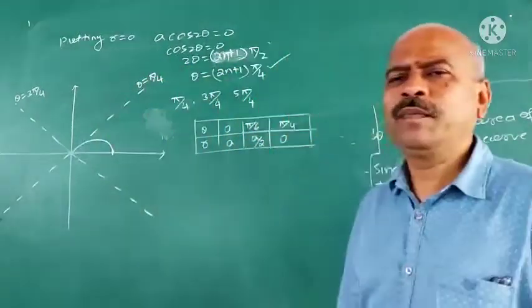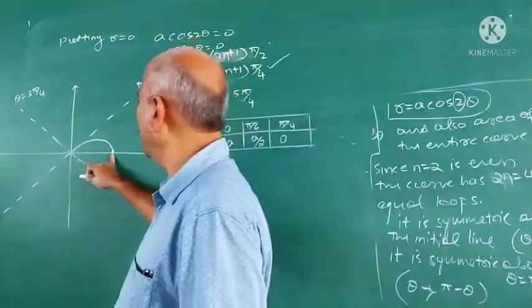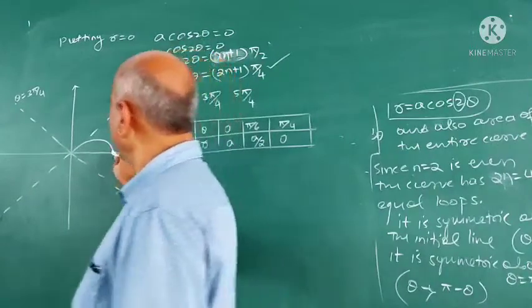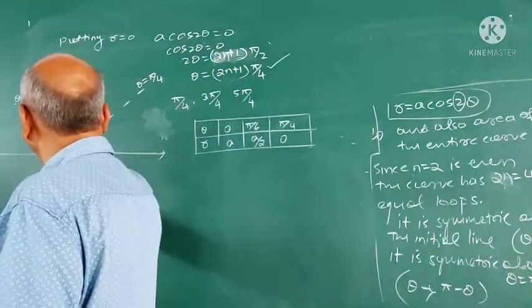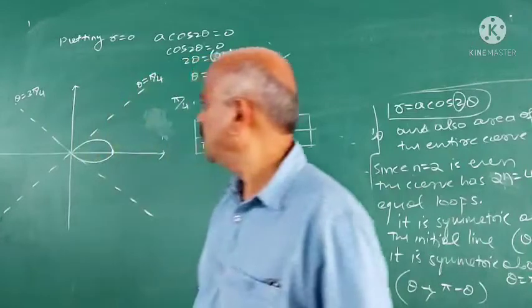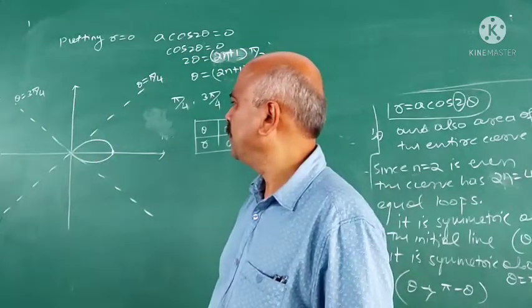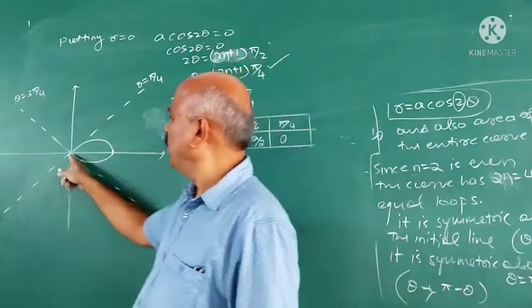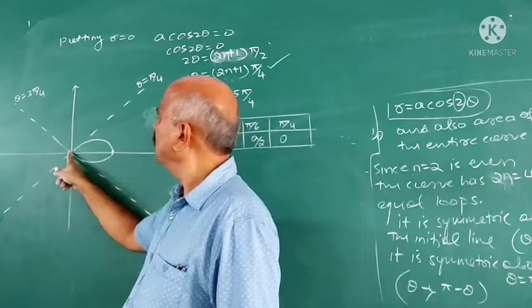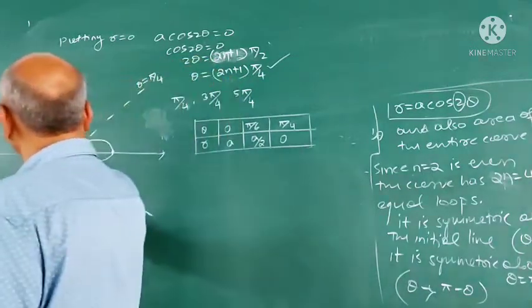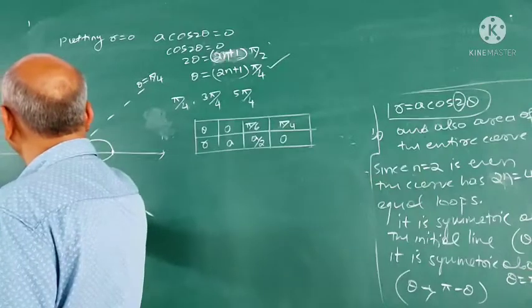This is the curve in 0 to pi by 4. It is symmetric about the initial line. Therefore, it is like this. Now, it is also symmetric about the line theta is equal to pi by 2. Therefore, we have this branch of the curve like this.